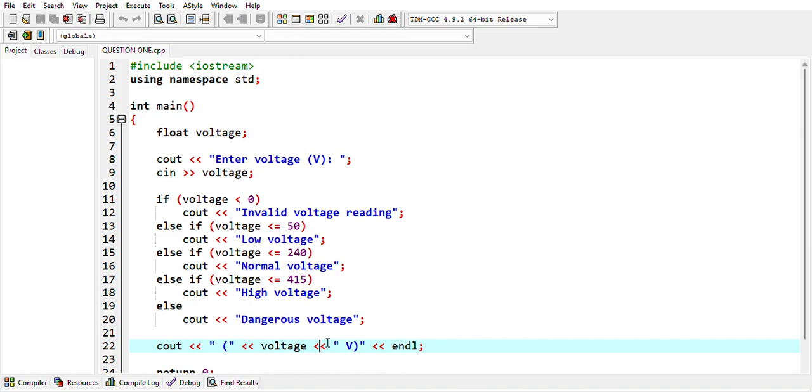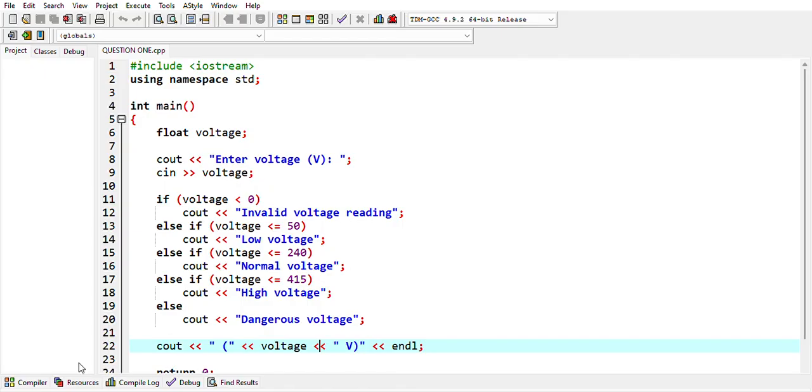We move on to if (voltage < 0), cout << "Invalid voltage reading". For that one, if the voltage is less than 0, the program displays invalid voltage reading because voltage cannot be negative.